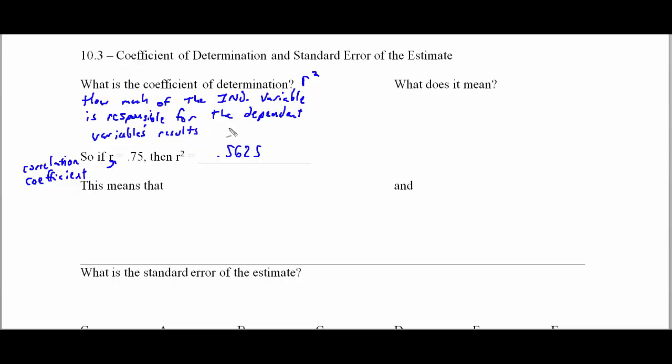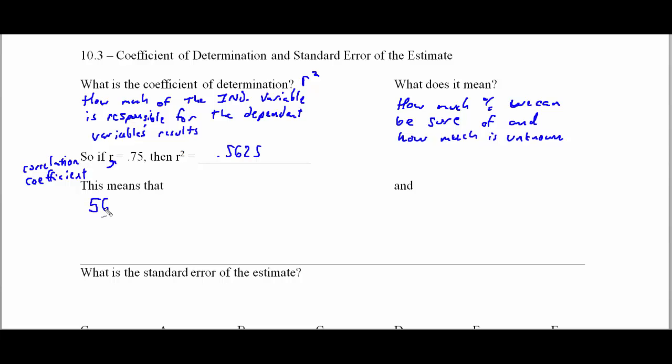And I'm going to translate that in a sentence. What that really means is how much percentage we can be sure of, and this is definitely an oversimplification of it for this level of class, but it's going to kind of put things in perspective. We can be sure of, and how much is unknown. All right, so what this means is that we can format a sentence like this.